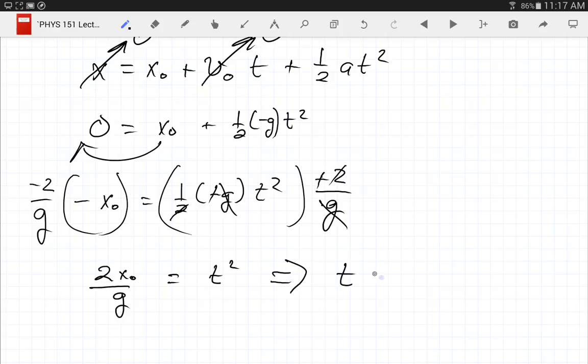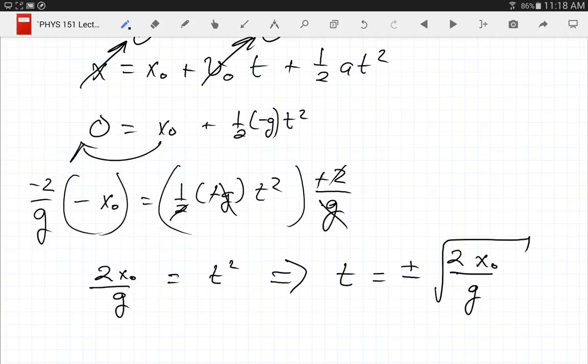Finally, square root both sides. T equals plus or minus square root of 2x0 over g. I have a plus or minus there. That's a mathematical step. Anytime you do square root, you have 2 answers. Right? Minus 3 squared is 9, just like plus 3 squared is 9. So you have 2 answers anytime you use the square root.